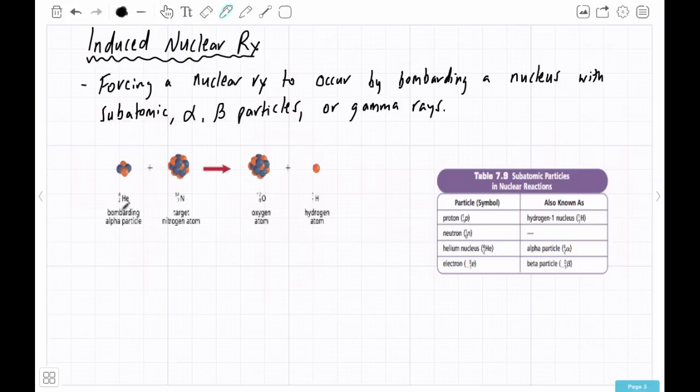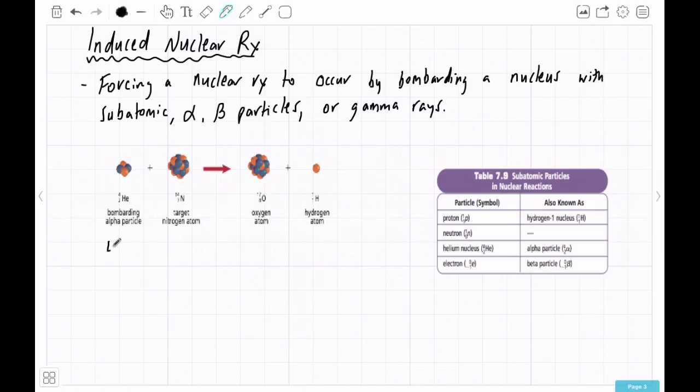For example, here in this equation we have one helium alpha particle that's bombarding a nitrogen atom, and we end up with a nuclear reaction where now we have oxygen and hydrogen as the products. One thing that we can do with these induced nuclear reactions is, well, we can always write out the equation as if it was another chemical reaction.